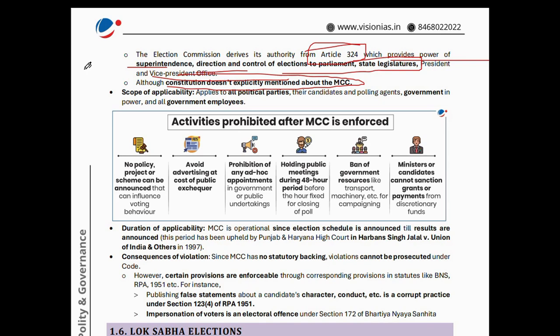Okay, this is neither a statutory body nor a constitutional body. This is a very important point. Okay, activities prohibited under the MCC are enforced: no policy, project or scheme can be announced that can influence voting behavior.